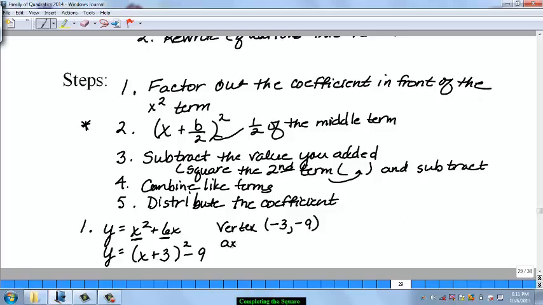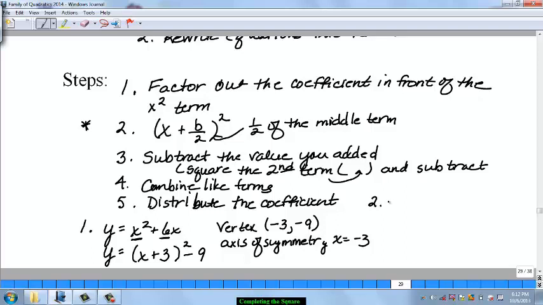My axis of symmetry, which I'm going to let you shortcut as we get going, but the axis of symmetry is always, this turning point is on the x equals -3 line. So that's my axis of symmetry. Okay, let's try another one. All right, let's do number 2 right here.